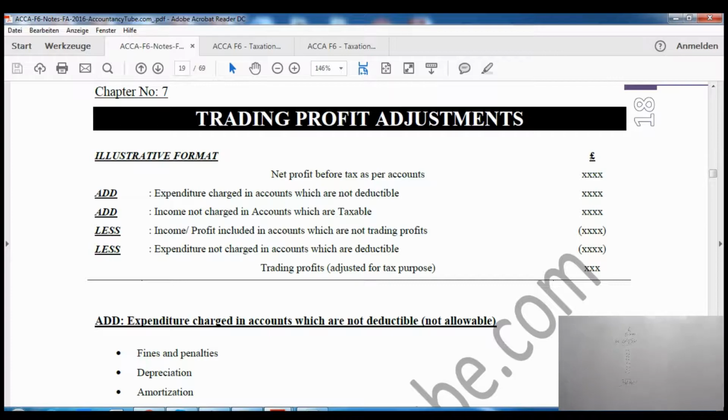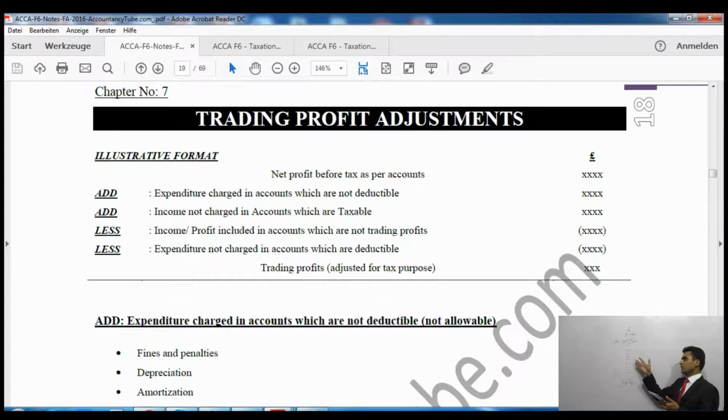First of all, we will add the expenses charged in the accounts which are not deductible. What happens is that we will add back all the expenses which should not have been deducted in the first place if we had made the accounts for tax purposes.